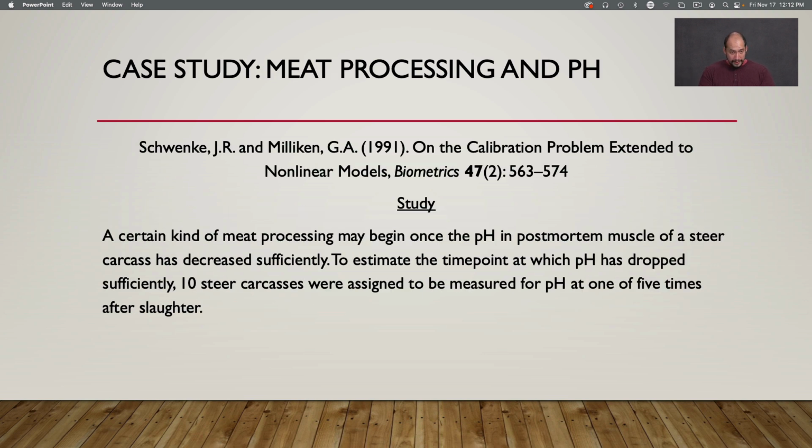So let's consider this study in which a certain kind of meat processing began once the pH in postmortem muscle of steer carcasses has decreased sufficiently. To estimate the time point at which pH has dropped sufficiently, 10 steer carcasses were assigned to be measured for pH at 1 of 5 times after slaughter. So let's think through this study and think through what variables we have.